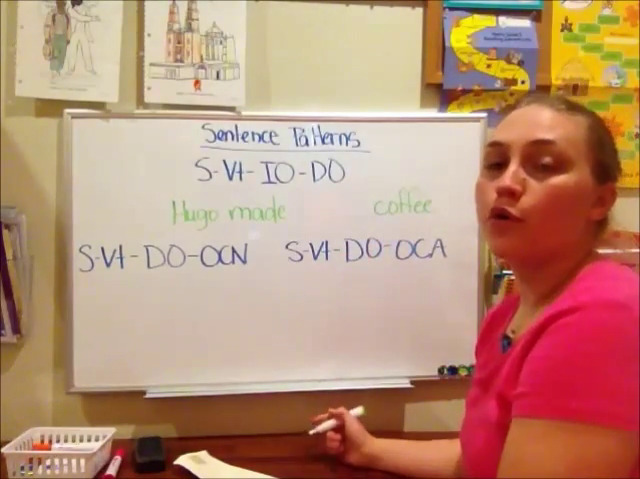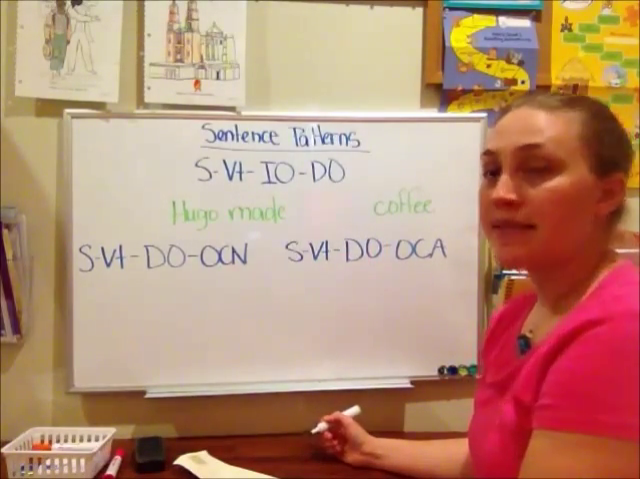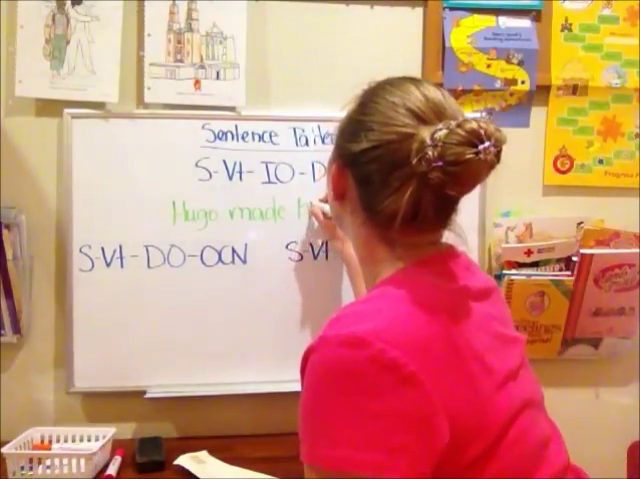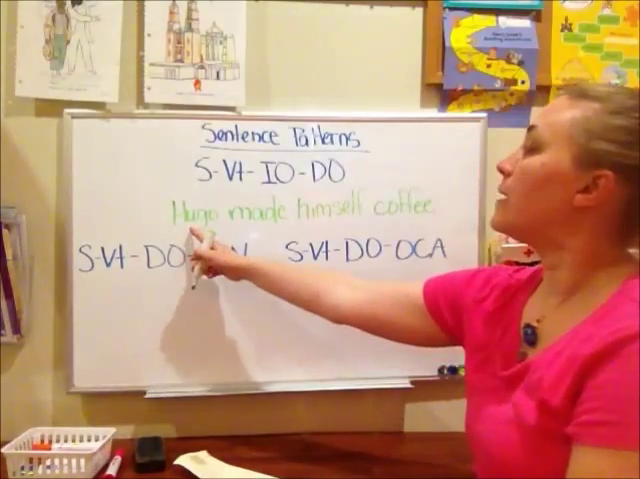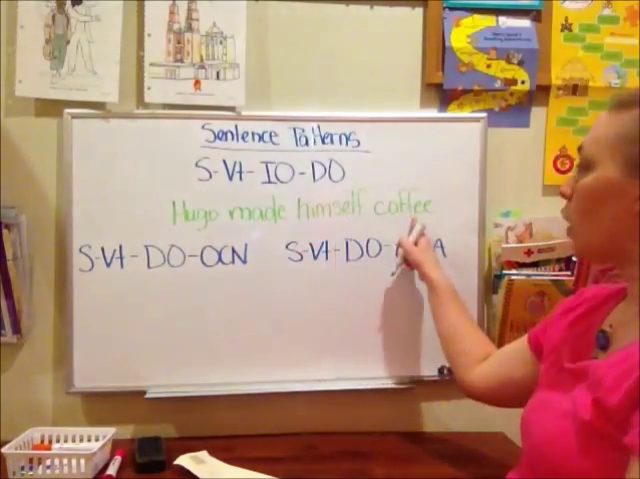To whom or for whom did he make the coffee? Himself. So our sentence reads, Hugo made himself coffee.